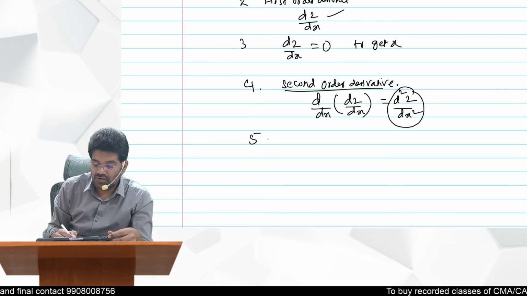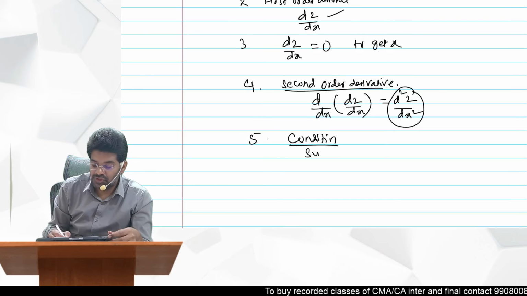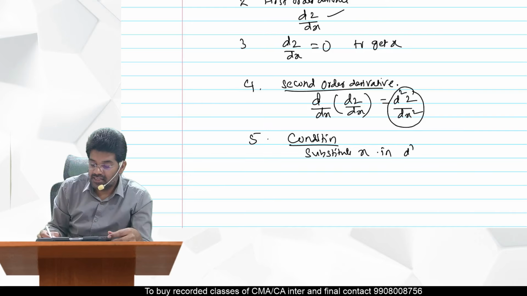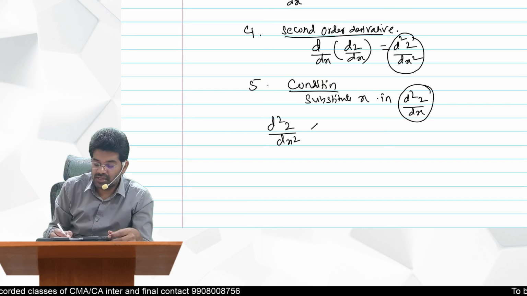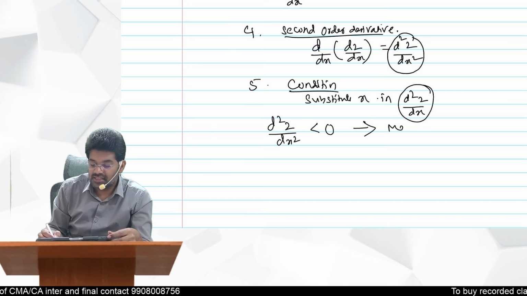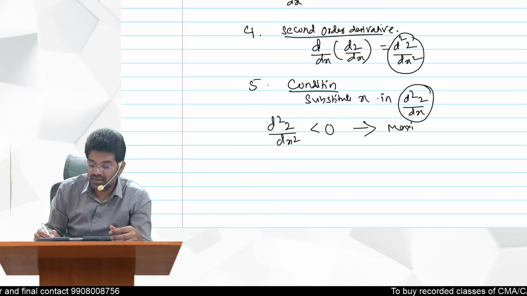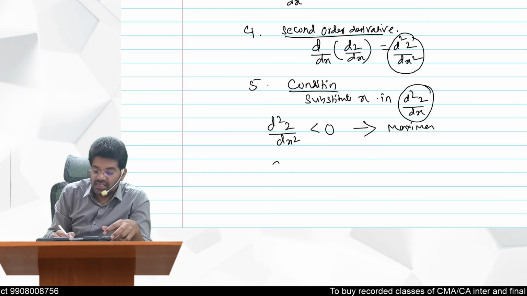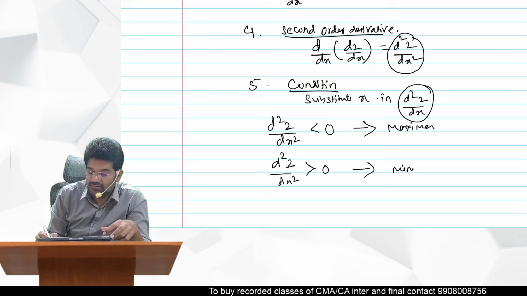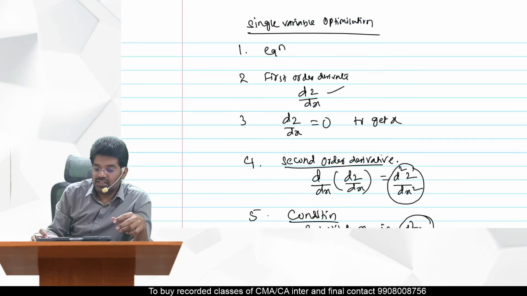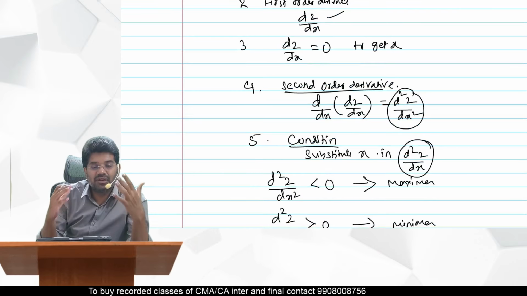Now after that, what you need to do is conditions, interpretation. Substitute the x value in d square z dx square. If d square z divided by dx square is less than 0, we can confirm that yes, it is a maxima. If it is greater than 0, then we can confirm that it is minimum. So these are the steps for solving single variable optimization.